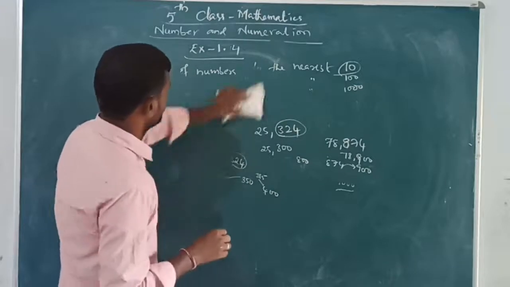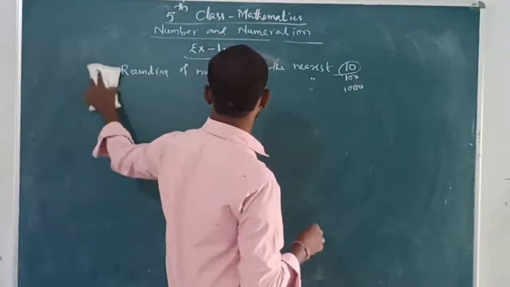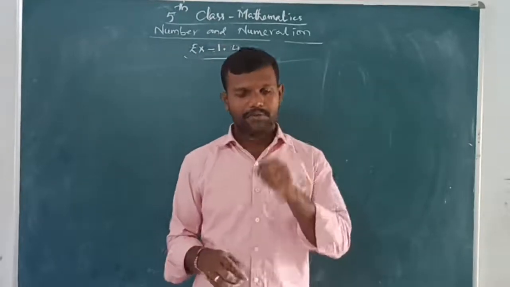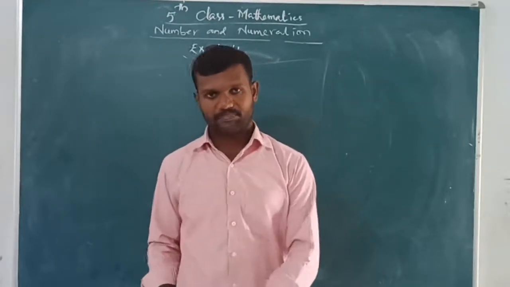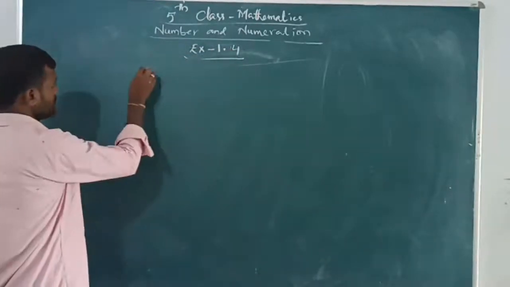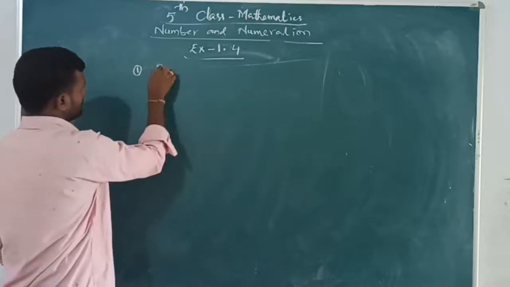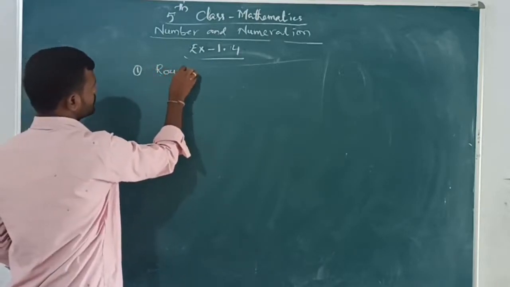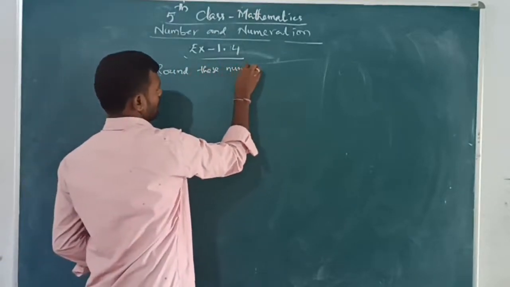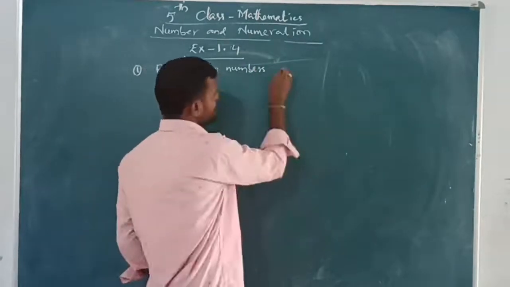Next one what? Nearest thousands. Nearest thousands means what? 1000, 2000, 3000, 4000, 5000, like that you have to compare. So first we will complete the first bit and second bit in exercise 1.4. Exercise 1.4, what is the first bit? Round these numbers to the nearest tens.